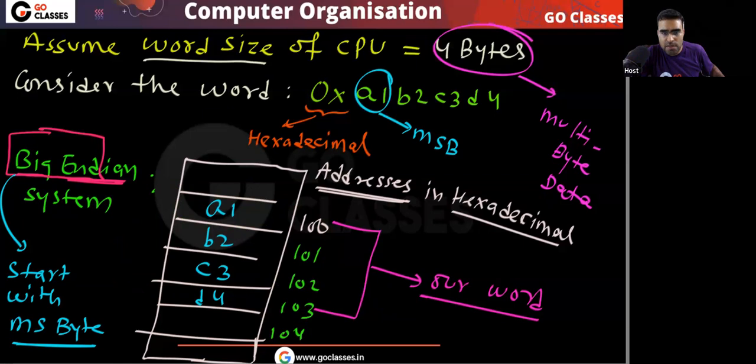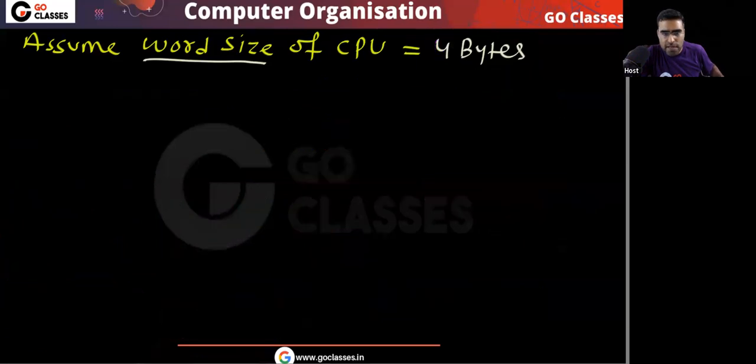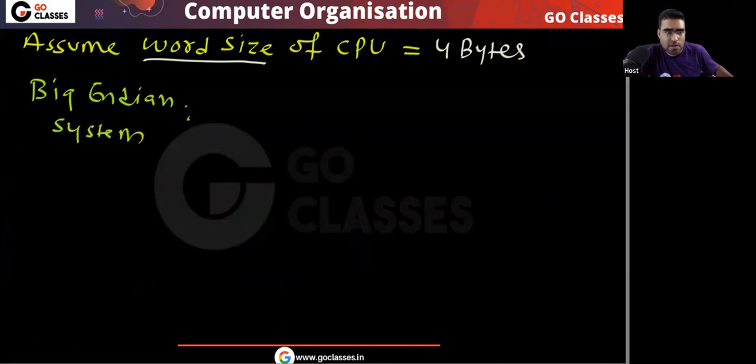Now you tell me, so can I say in the big Endian, actually what will happen? If you have big Endian system, what will happen? So this is your word. Word is 4 bytes, right? Okay, so in this word, let's see what will happen in the big Endian system.